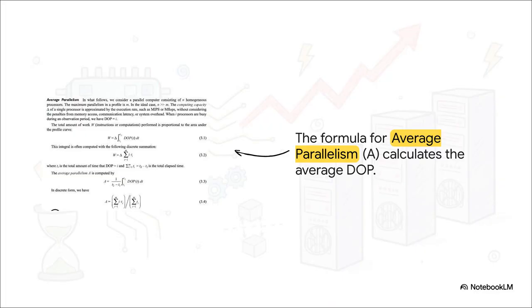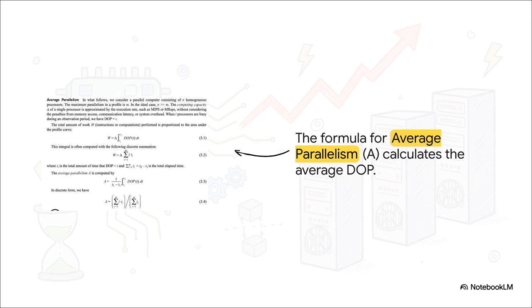Now, I know formulas can look a little intimidating, but stick with me. This one is really useful. It lets us calculate what's called the average parallelism. All it's doing is taking that total work, the area under the curve we just saw, and dividing it by the total time it took. What you get is one single really powerful number, A, that tells you, on average, how many processors your program managed to keep busy.